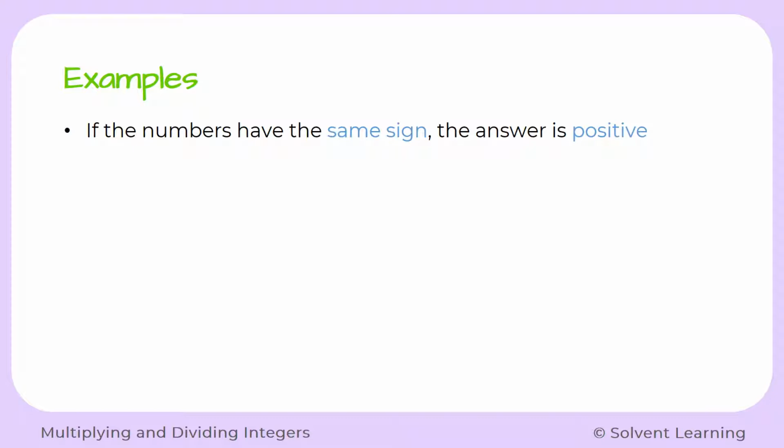Now in these examples, the numbers are going to have the same sign, so the answer will be positive. The first one we have here is 5(3). And notice those parentheses. We have the number 5 sitting right in front of the set of parentheses. So that means the 5 is getting multiplied by whatever is inside the parentheses, which in this case is the number 3. So a positive 5 times a positive 3, they're both positive numbers, will give us an answer that is positive. Okay.